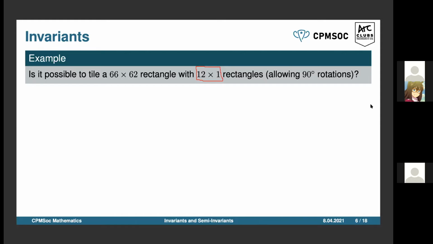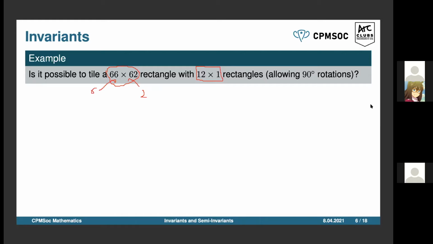So in the large rectangle, the total number of squares has to be divisible by 12. And the question is whether this is divisible by 12. And you can see 66 is divisible by 6, and 62 is divisible by 2. So 66 times 62 is divisible by 12.